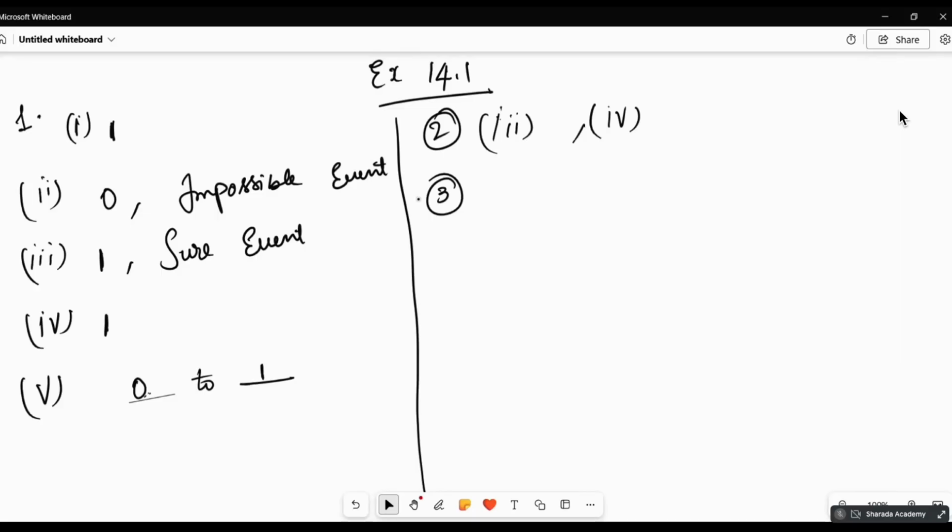Third one. Why is tossing a coin considered to be a fair way of deciding which team should get the ball at the beginning of a football game? Because it's equally likely. Yeah. Correct. It is an equally likely outcome.